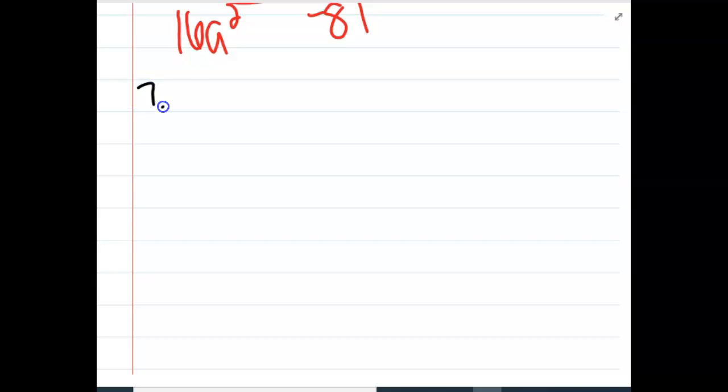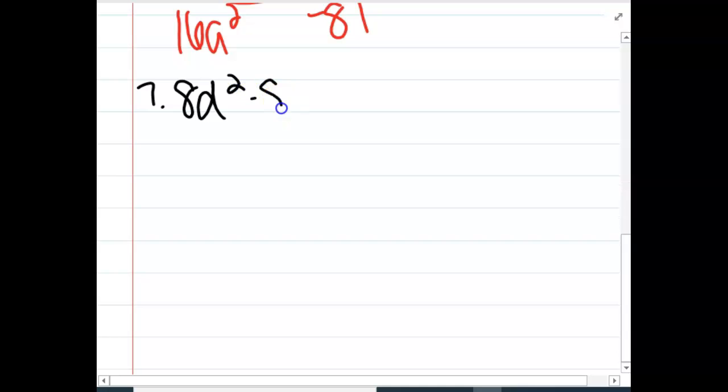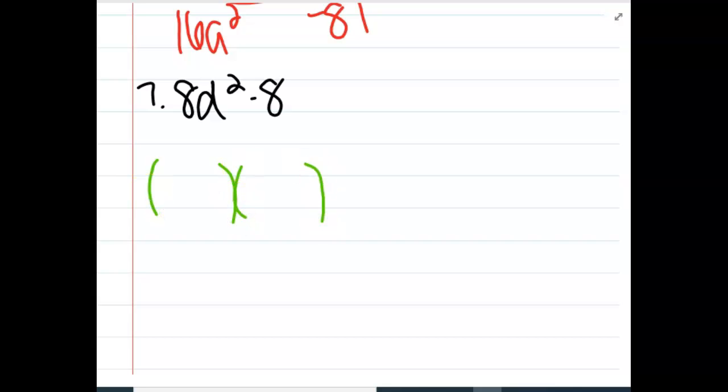Okay, so number 7. What if I have 8d squared minus 8? Now, oftentimes what happens with these ones is students forget that we're supposed to check for greatest common factor, but I kind of already hinted to you this is going to have a greatest common factor. Because if you try to just say, okay, what times what gives me 8d squared? There isn't anything, right? 4 times 4 would give you 16. Because there is a greatest common factor here, and they have 8 in common.